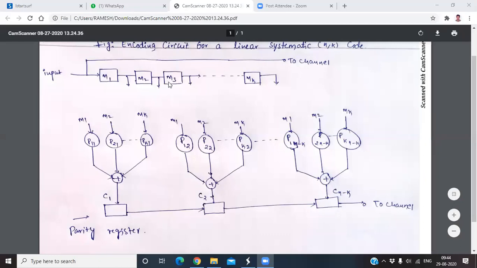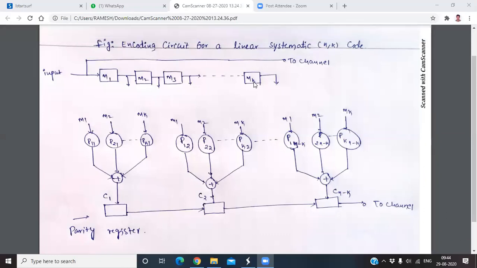That's why M1, M2, M3 up to MK. And here the most important thing is, 3 days back I observed in a standard textbook, they consider the message bits starting from 0: M0, M1, M2, M3 up to M(K-1). Don't confuse, okay? Don't think that every time the message bit is only starting from M1. They want to start from M0.